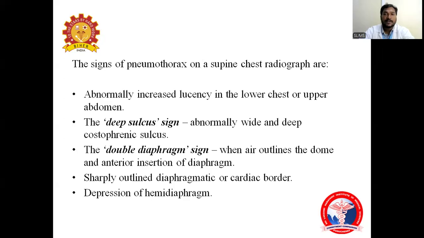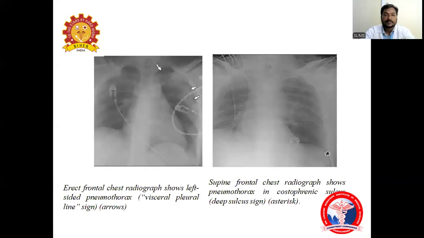The other signs which we can see in pneumothorax include the deep sulcus sign, which is nothing but an abnormally wide and deep costophrenic sulcus, as well as the double diaphragm sign, where the air outlines the dome of the diaphragm and the anterior insertion of the diaphragm, giving the appearance of a double diaphragm sign. Other findings include a sharply outlined diaphragmatic or cardiac border, and there may be associated depression of the hemithorax.